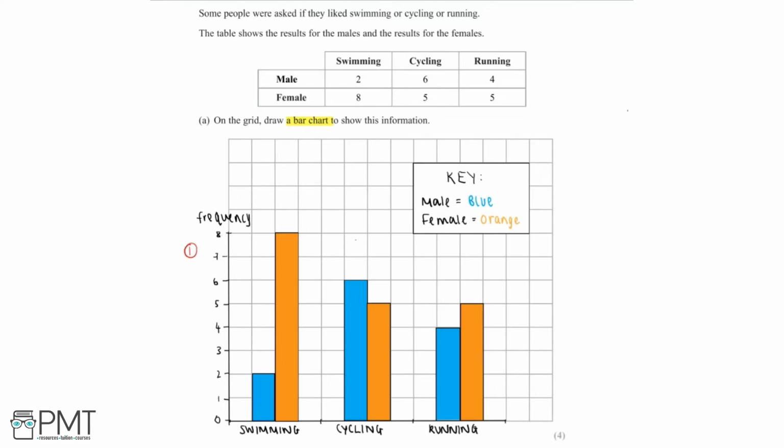We get the 2nd mark in part A for having a correct horizontal axis with correct labels for swimming, cycling, and running. We get the 3rd mark for drawing in the bars which correctly represent the data given to us in the table. And the 4th mark in part A is for a key which allows us to identify the data for male and female.